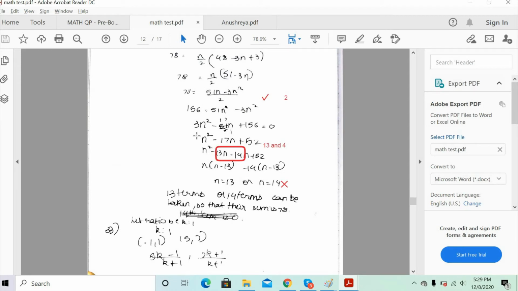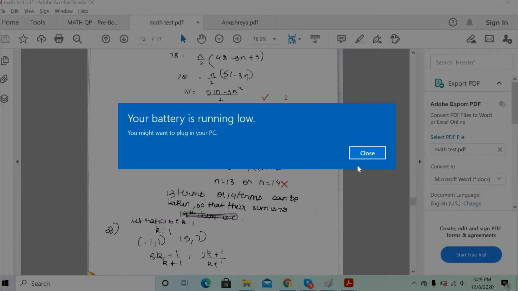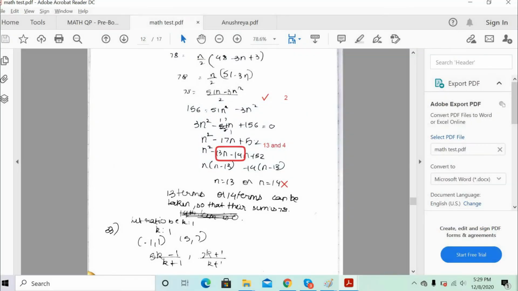Look at this part. This is n square minus 7n plus 5 and n square minus 3n minus 14. So basically the idea is 13 and 4 was the factorization for this. 13, 4, 17. So you put it minus 13 and minus 14. So this becomes a problem right here. So this we need to avoid.